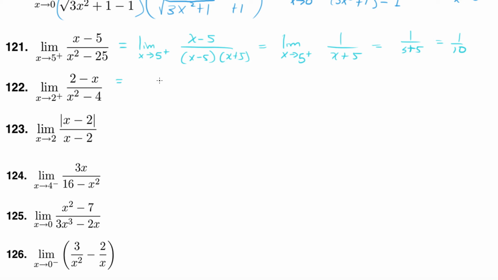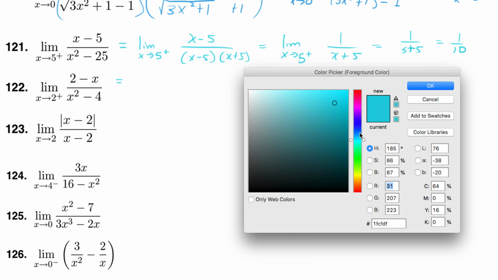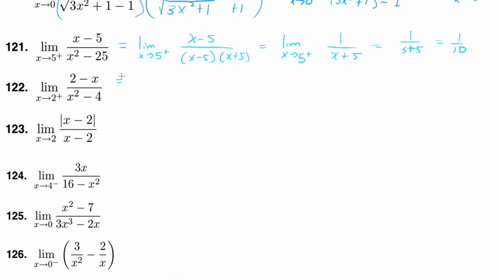Here, same situation as the previous example. Okay, so you've got 2 minus x. The first thing I want you to do, just like on the first video, is factor out a negative 1, and I have x minus 2. And then on the bottom is x minus 2, x plus 2.